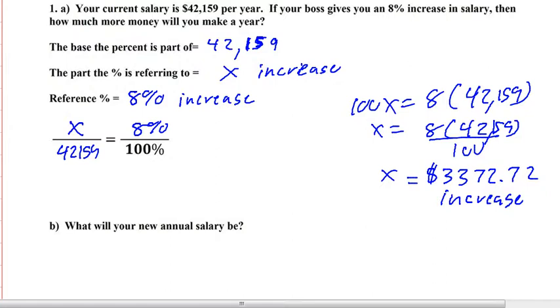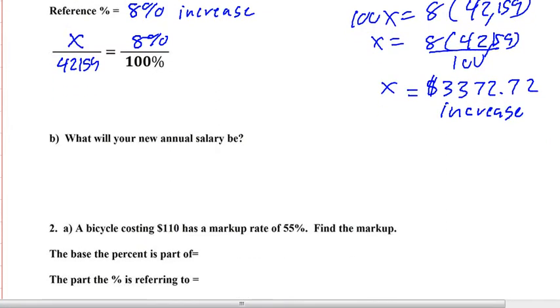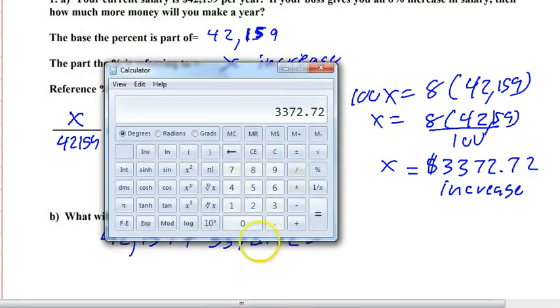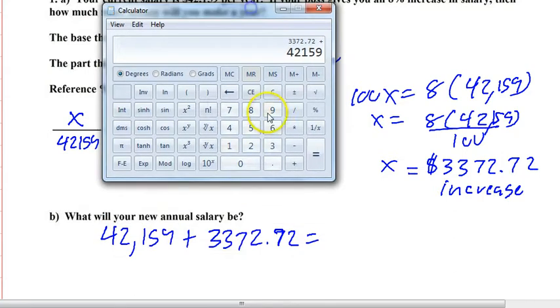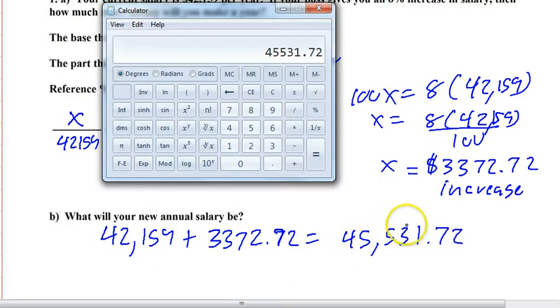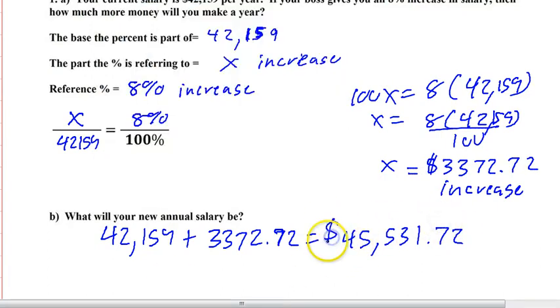So 8% doesn't seem like a lot, but that is a lot of money. So what's your new annual salary? Well, this is what you do with increases. If it's a percent increase, you get to take the base and you're going to add the increase to it. That's what gives us our new value. So plus 42,159. Is that correct? Yes. And that gives us a new salary of 45,531.72. Double check it. And there it is. That's the new salary. And that's what you do with increases.